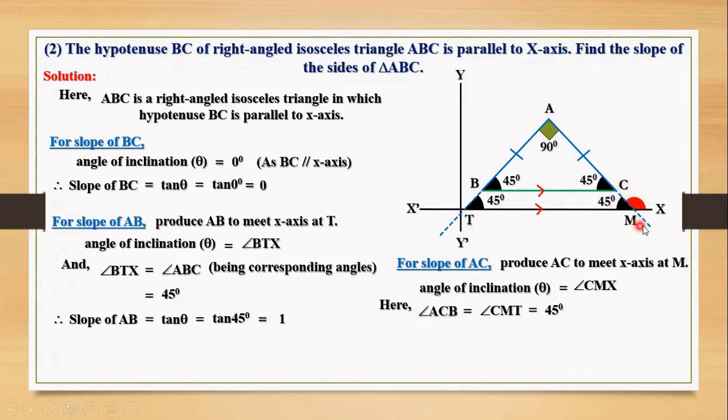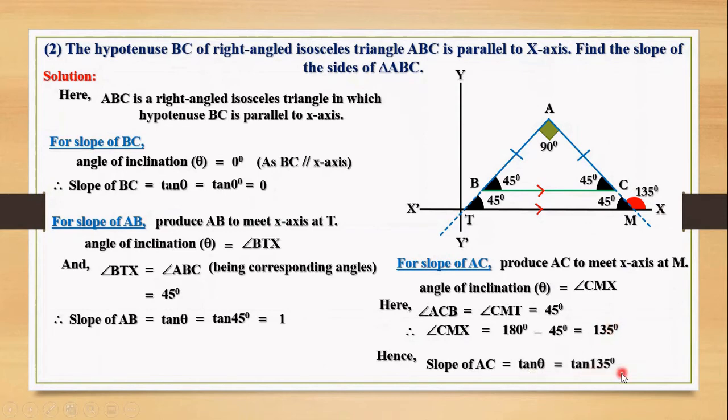But we need the angle CMX. Since they are a linear pair, we have angle CMX equals 180 degree minus 45 degree, that is 135 degree. Now we have the angle of inclination for the line AC. Now let's calculate the slope. Slope of AC equals tan theta. Substituting theta, this is tan 135 degree, which equals minus 1. Here we get the slope of all the sides BC, AB and AC. Now let's move on to the third problem.